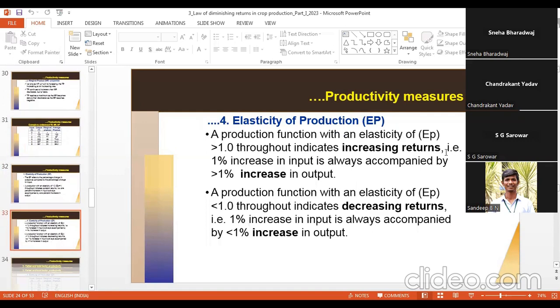A production function with an elasticity of production more than 1 indicates increasing returns. That means 1% increase in input is always accompanied by more than 1% increase in output. If it is less than 1, it indicates decreasing returns. That means 1% increase in input is always accompanied by less than 1% increase in output. So there are three different values of EP: more than 1, 1, and less than 1.